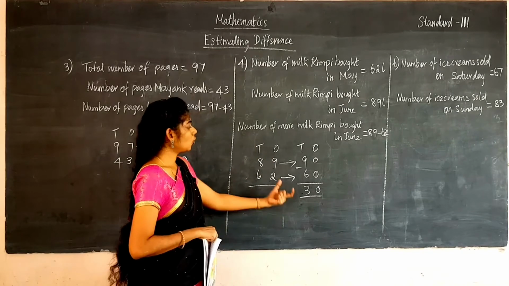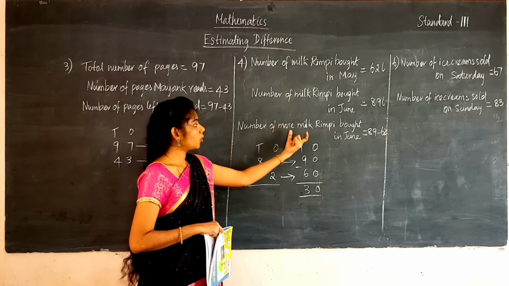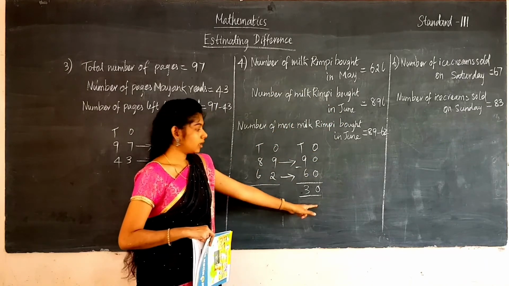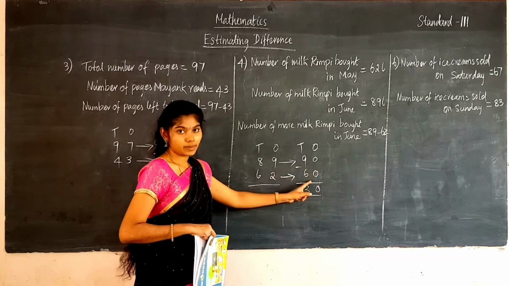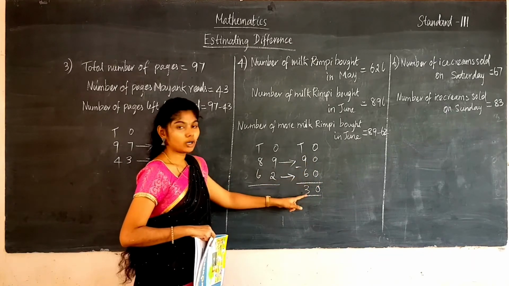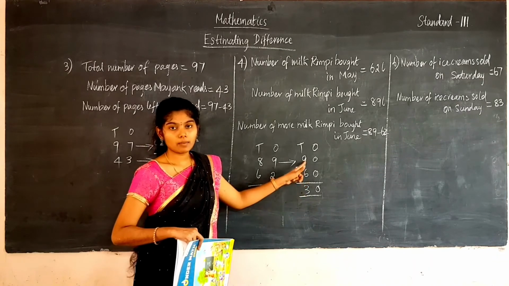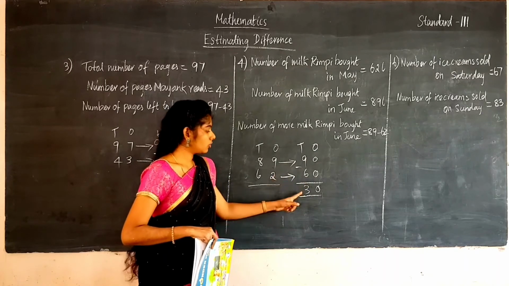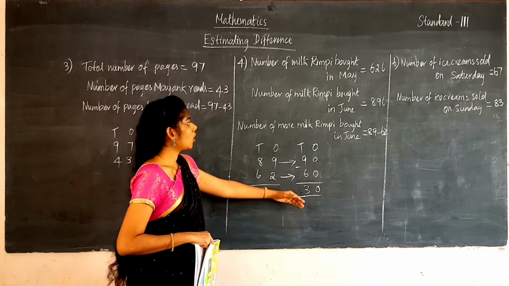Here we have found the estimated difference that they have asked to find, the more number of milk that Rim bought in June. So we have found it as 30 by subtracting the numbers. Ones place we have to subtract, and then in the tens place, 9 minus 6 we have got as 3. So we have to keep 9 in the mind and 6 in the fingers. Say before number of 9 up to 6, count 6 on the fingers, then you get 30. So do it in your mind itself. So we have got the answer here.